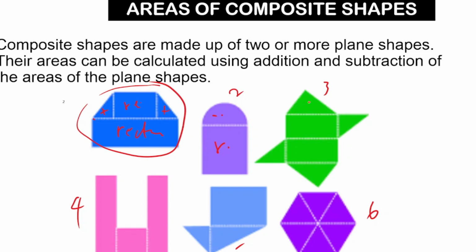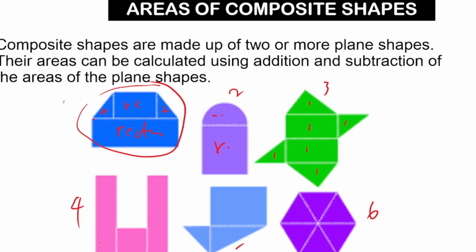So the first one here is a triangle. This one is a rectangle. This is a triangle. This is a rectangle. This is a triangle. This is a triangle. It's very simple. You just need to calculate the areas of each of the plane shapes that make up the composite shape, right?